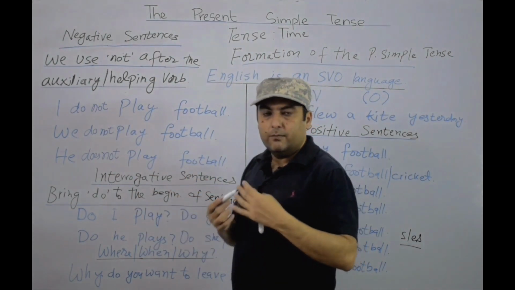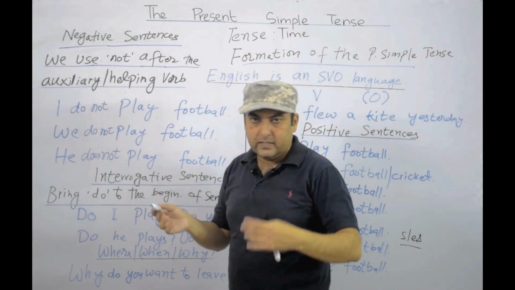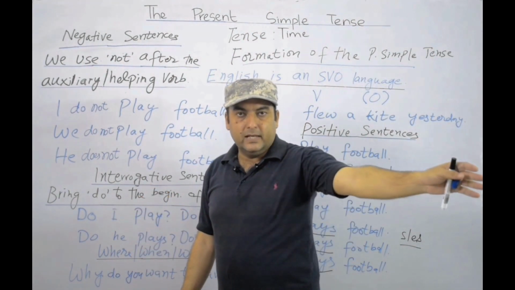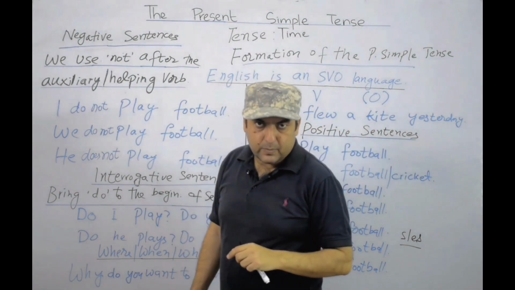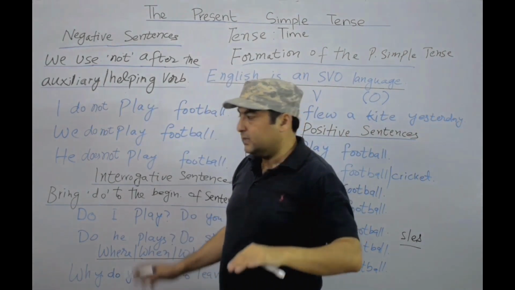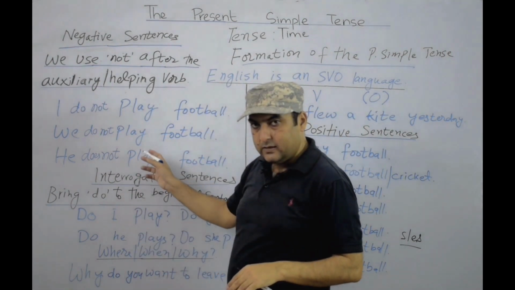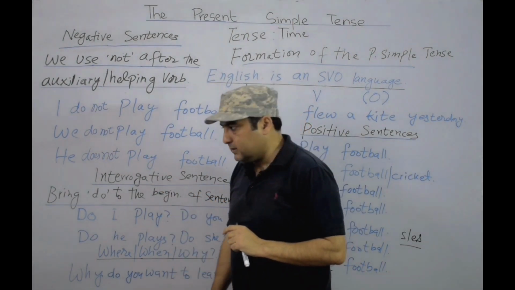Moving on to examples: I play, I don't play, I read, I don't read, I like that, I don't like that, for example. He likes football, he doesn't like football. He eats pizza, he doesn't eat pizza, for example. So when we say doesn't, then we don't put the s at the end of the verb when the subject is he, she, it.